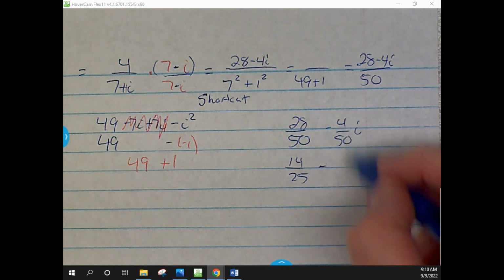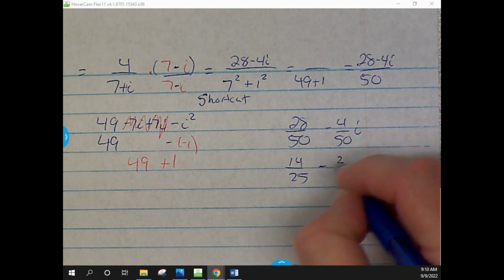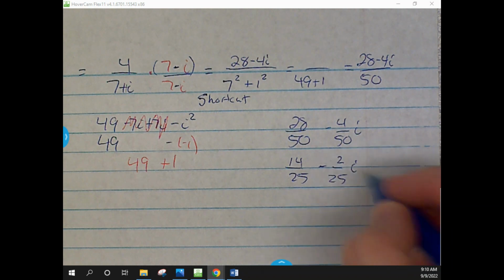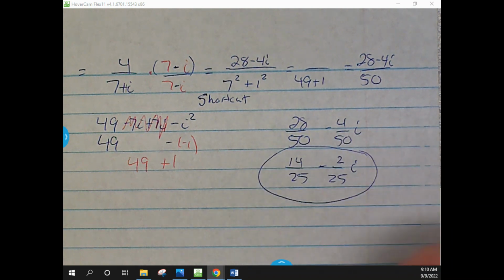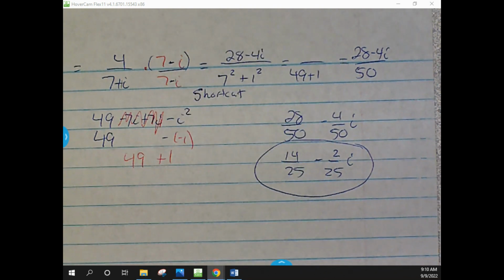And the 4 over 50, same thing, you can divide it by 2, so you can make it 2 over 25. Shouldn't it be 2i over 25? Yes, and we got the i right there. Should the i be in the numerator, or should it just stay off to the side? I think to be on the safe side, just put it over to the side there. You can put it in the numerator and be okay, but just to be on the safe side, I would say just put it over here on the side for that part.